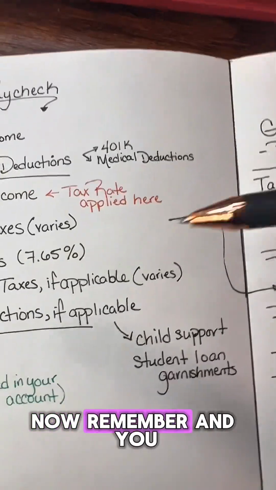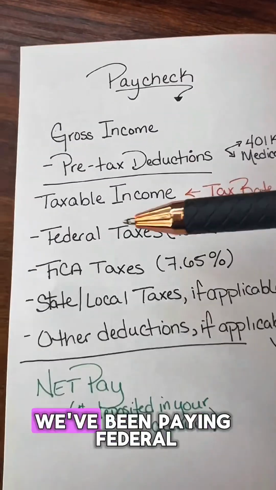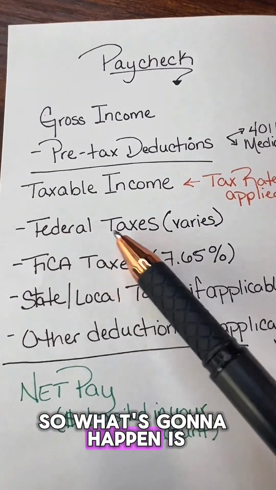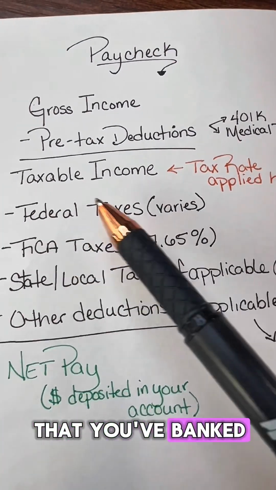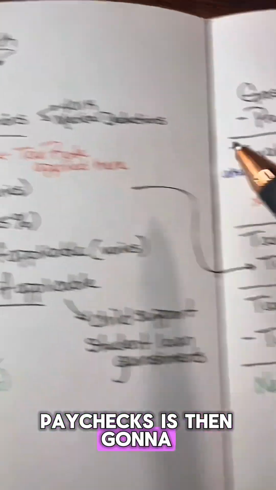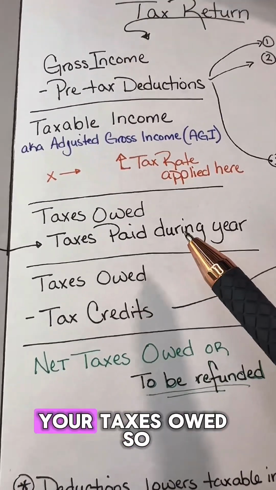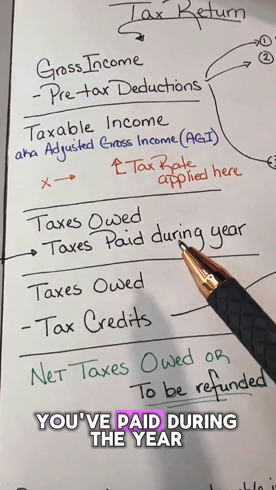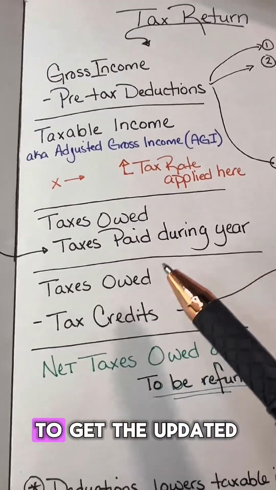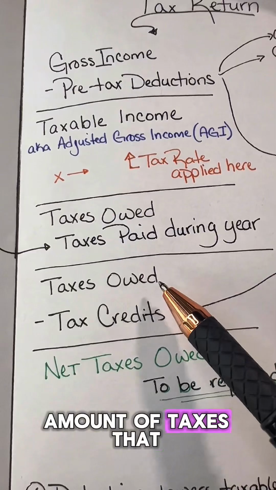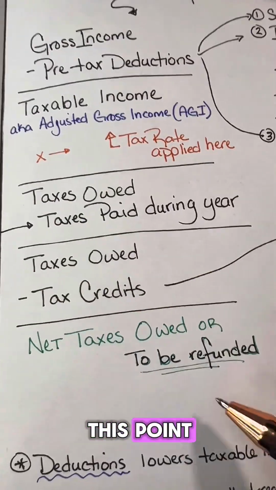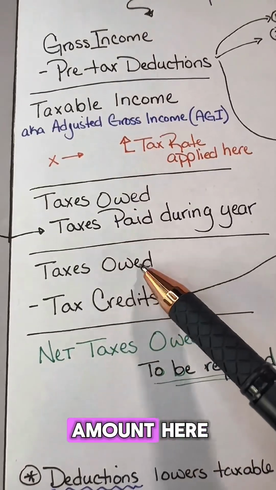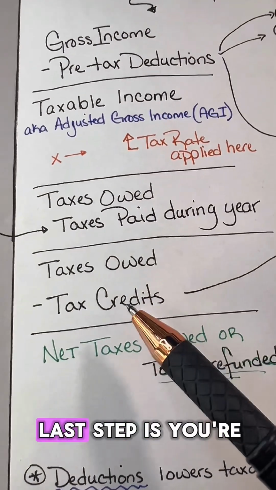Now, remember, and you can see this little line here, we've been paying federal taxes all along. So all of that money that you've banked from each of your paychecks is going to come over here to reduce your taxes owed. So you're going to have your taxes owed minus the taxes that you've paid during the year to get the updated amount of taxes that you owe, which at this point could be the amount that's refunded or due to you.